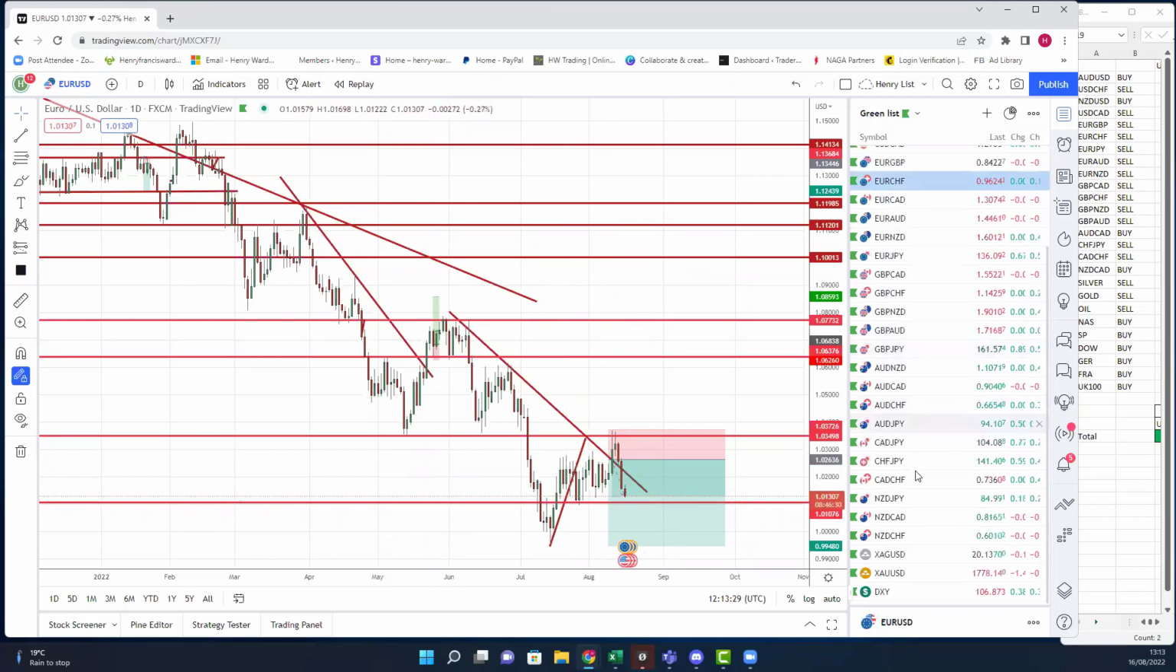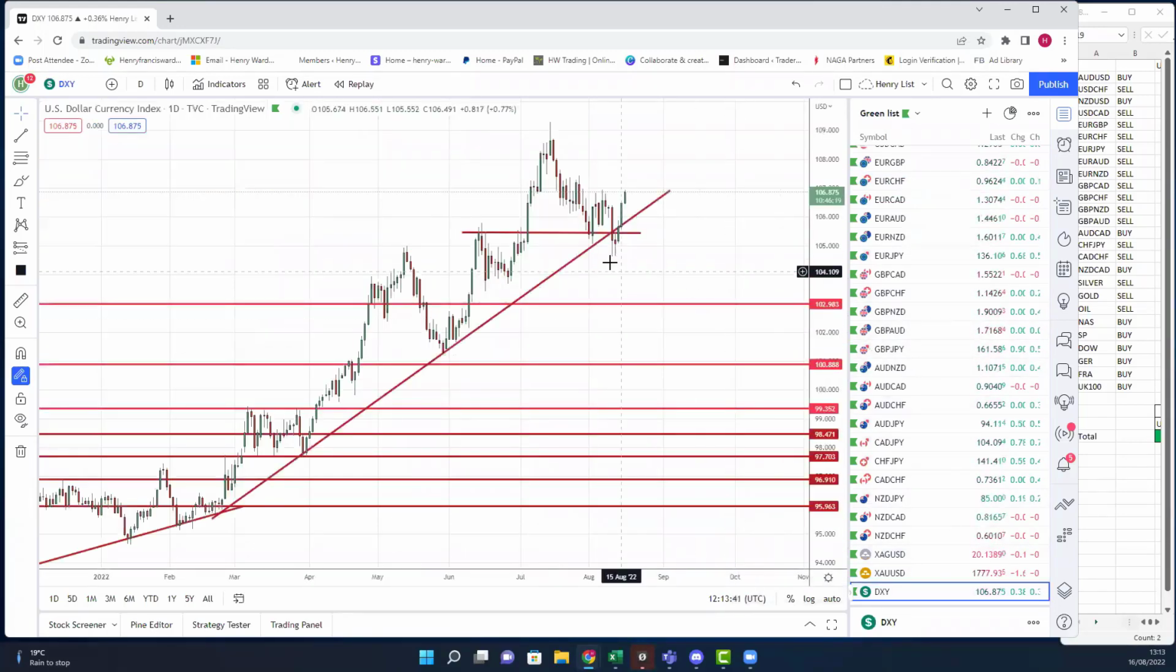So we're going to have a look at gold and silver. But what would we expect to happen on gold and silver if the dollar's getting stronger? What would we expect gold and silver to be doing? What would we expect there? Absolutely, we'd expect the likes of gold and silver to be down. So let's have a quick look.